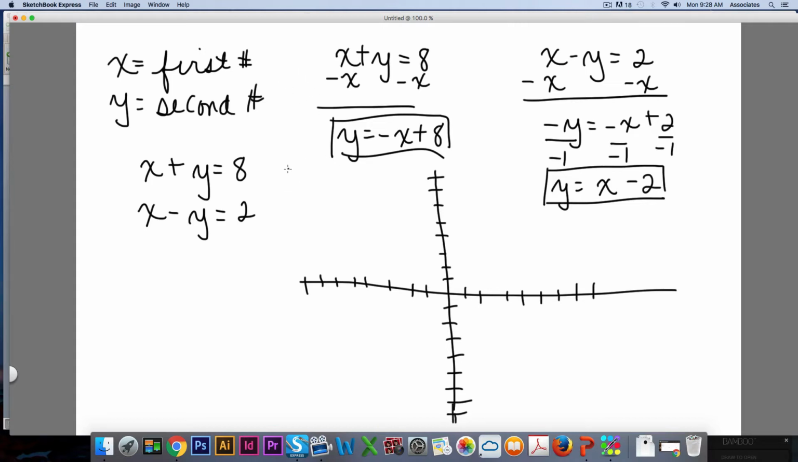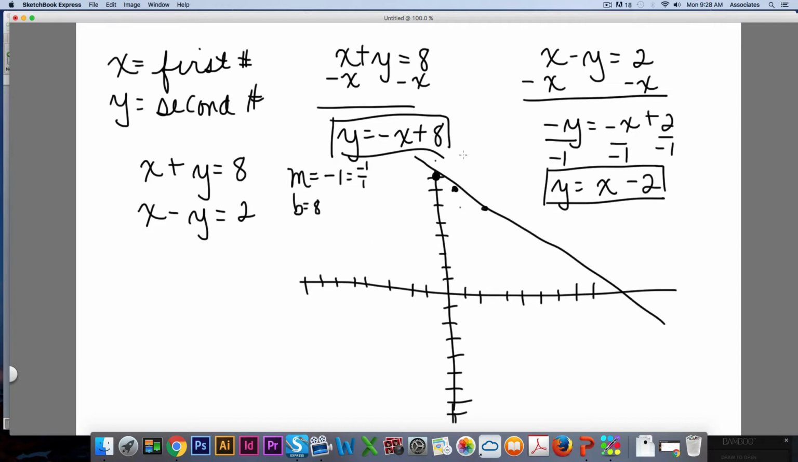All right, in this one, my slope. Notice there's no coefficient. It's just a negative sign. So that to me means -1, which means rise over run is -1 over 1. The y-intercept is 8. So I'm going to put a dot at 8. I'm going to go down 1 and right 1. And I'm going to do it a couple times so I can get a fairly decent graph.